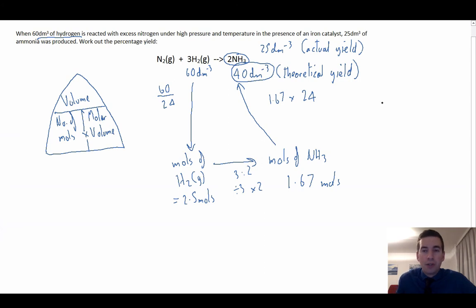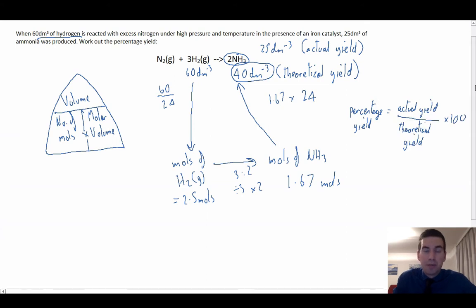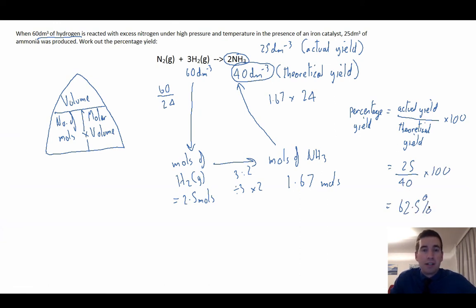So we have our two values. Now if we go back to our equation for percentage yield, the actual yield divided by the theoretical yield times by 100, just stick in the numbers, you get 62.5%, which means that out of the potential amount of ammonia which could have been produced, you are producing 62.5%, which in industrial terms isn't actually that bad.